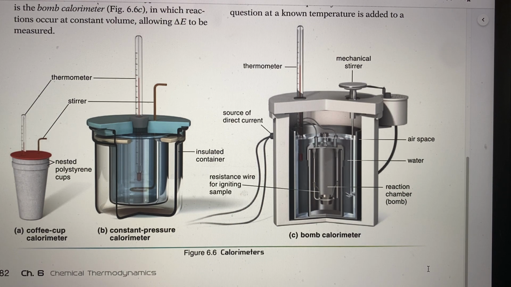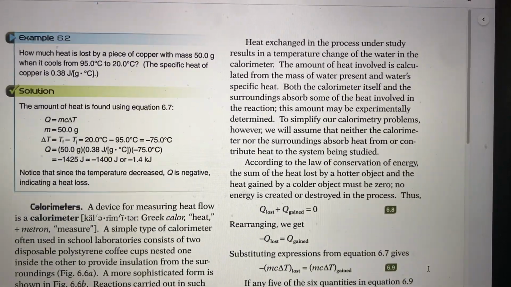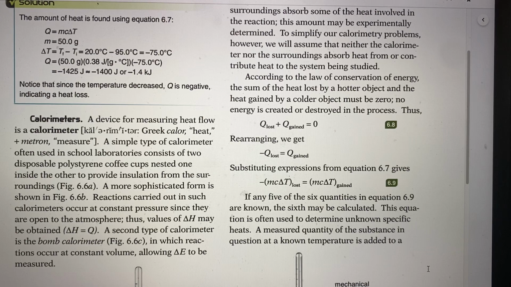And here are some pictures of how they do it. I'm not going to go over this whole thing because that would be a whole other section in itself, but you can see they get kind of complicated, how they're measuring these. They even have a way you can measure it with just a coffee cup calorimeter. Then this is a constant pressure calorimeter, and this is a bomb calorimeter. So just remember, calorimeters are a device to measure heat flow. I'm not going to go clear into that, of course. So let's go on to the next page, and I think they give you an example. Oh, this part here is kind of important too.